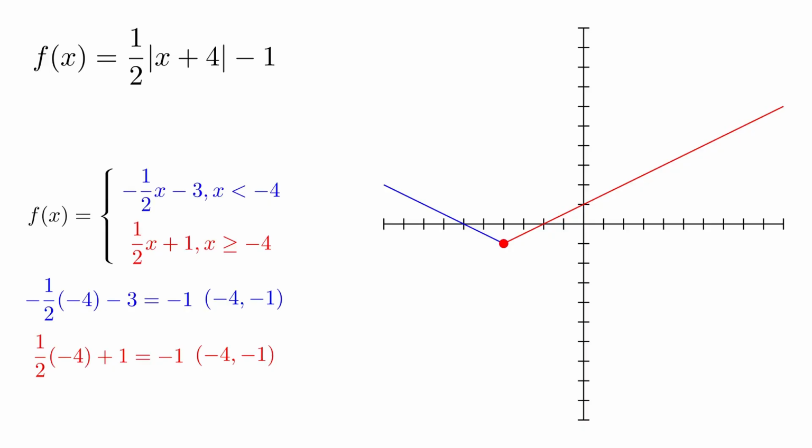You can see the blue part represents the negative portion, and the red part represents the positive portion. But that's essentially how we would convert this absolute value function to a piecewise function.